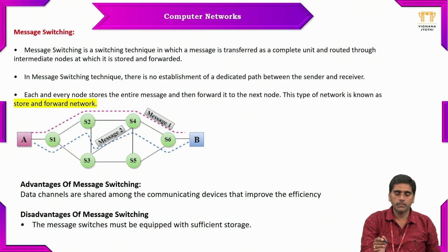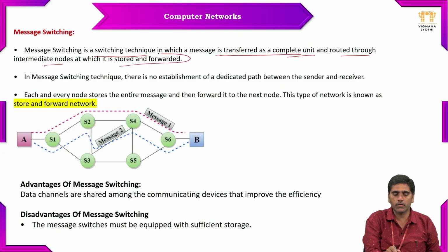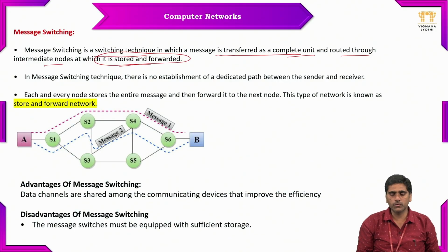And the second one is what? Message switching. Message switching is a switching technique in which the message is transferred as a complete unit and routed through intermediate nodes, at which it is stored and forwarded. So whenever it wants to send a message, it can store and forward through all the nodes.